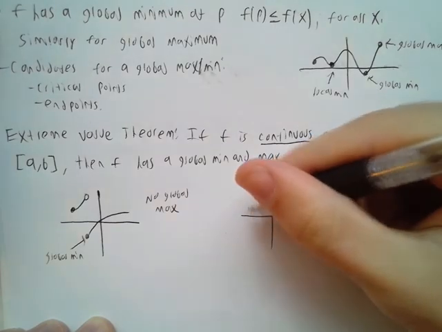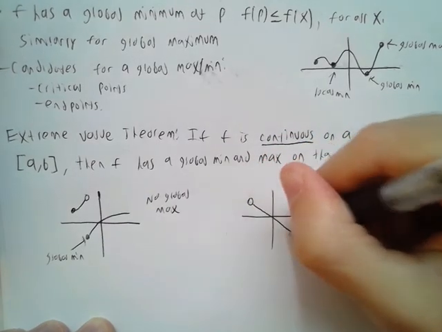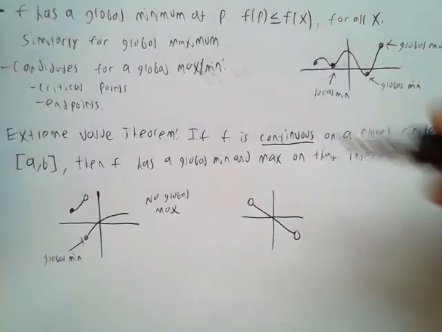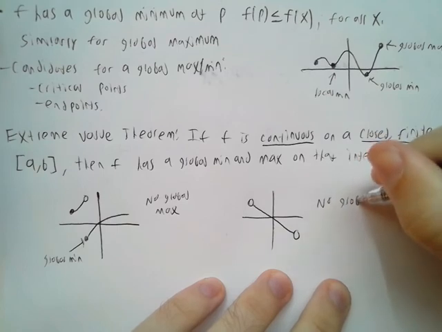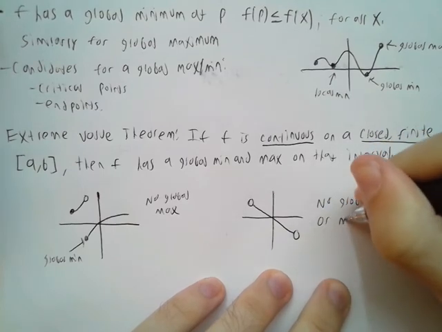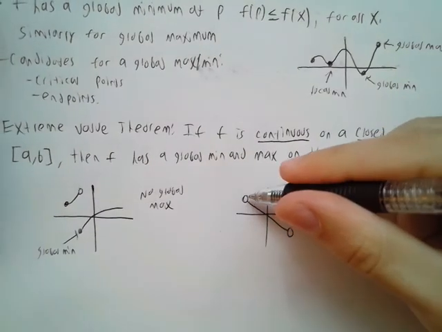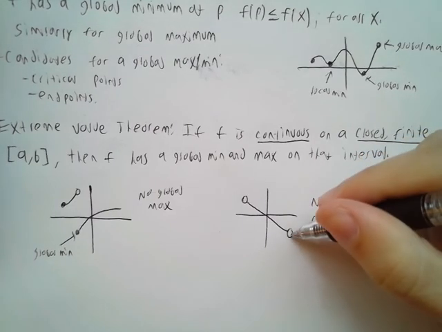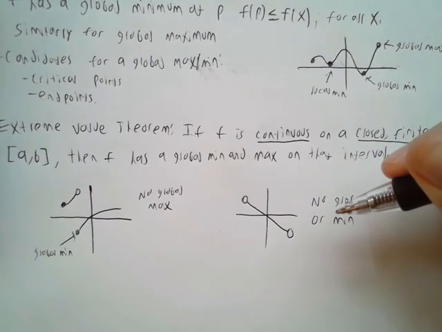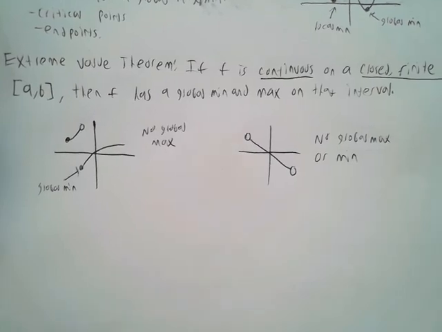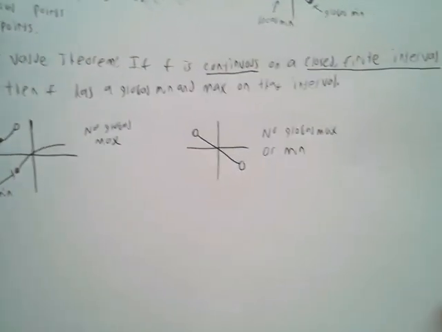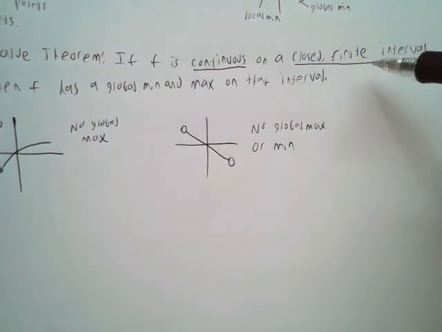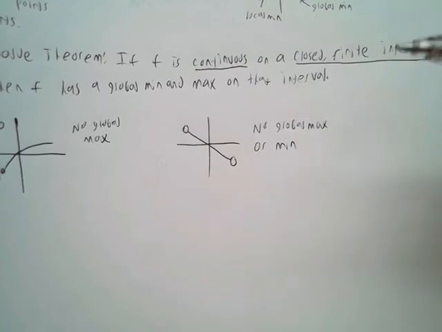Another example, if the domain is not closed, so let's say we have an open interval instead, so we do not include these endpoints, then this function has no global max or min, because the global max should have been this point on the far left, but that point isn't included in the domain. And similarly, the global min should have been over here, but that point was excluded. So before we start looking for global extrema, we should first ask ourselves, do we know for sure that they exist? If the function is continuous on a closed finite interval, then we're certain we can find both a global max and a global min.